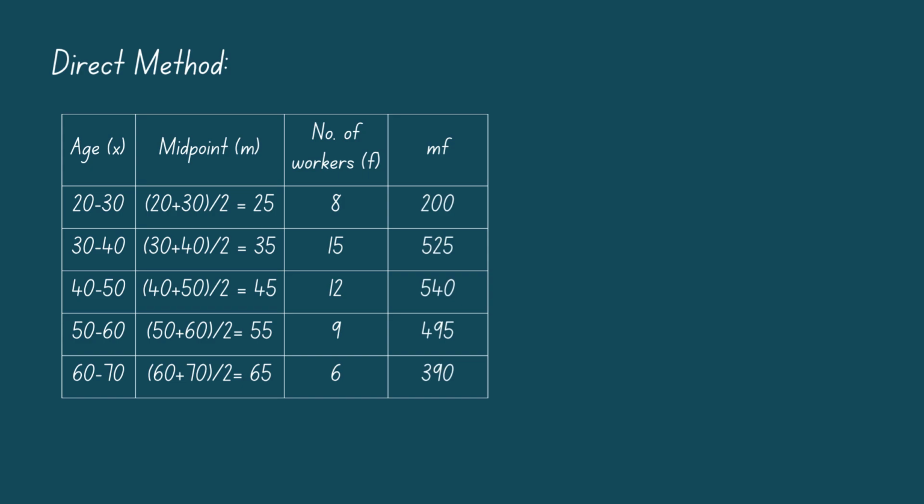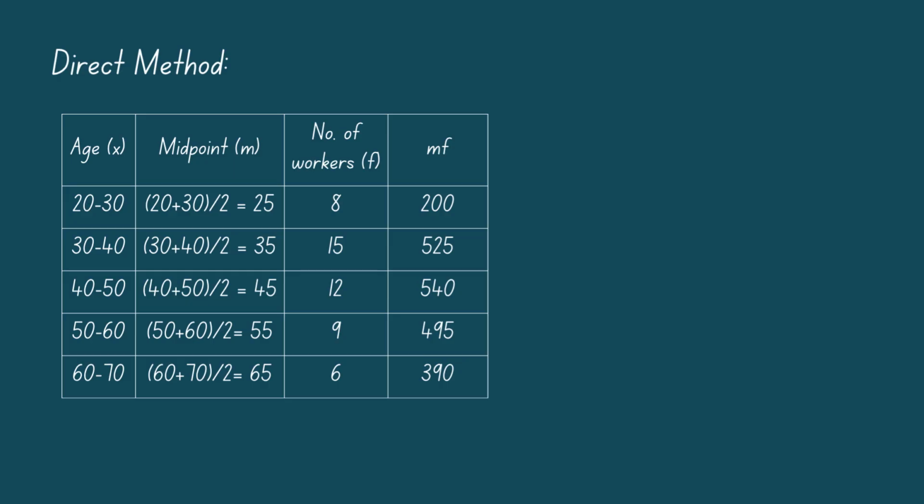First, we have 25 into 8, which is 200. 35 into 15, which is 525. Then 45 into 12, which is 540. 55 into 9, which is 495. 65 into 6, which is 390.